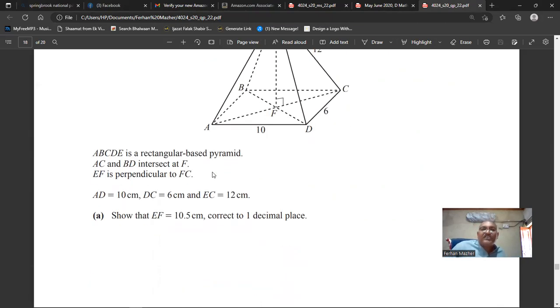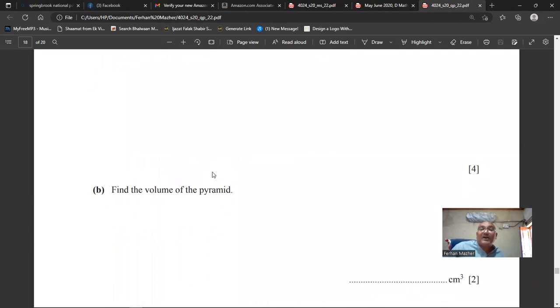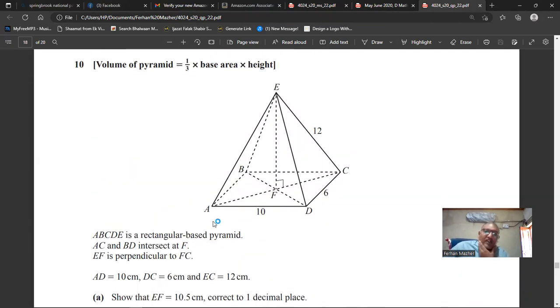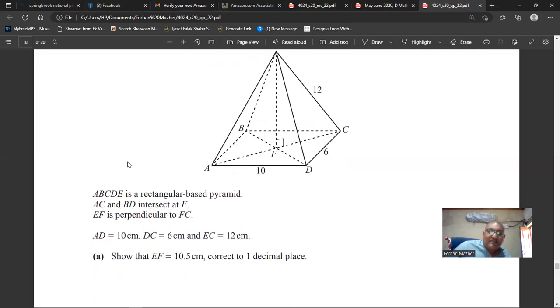So this question is of how many marks? 4 marks. Try to understand the strategy. So first of all, I will find AC by applying the Pythagoras theorem. Then I will find the FC by dividing the AC value by 2. Then I will apply the Pythagoras on the EFC triangle, and I will find out EF. That's the strategy of how this is done.